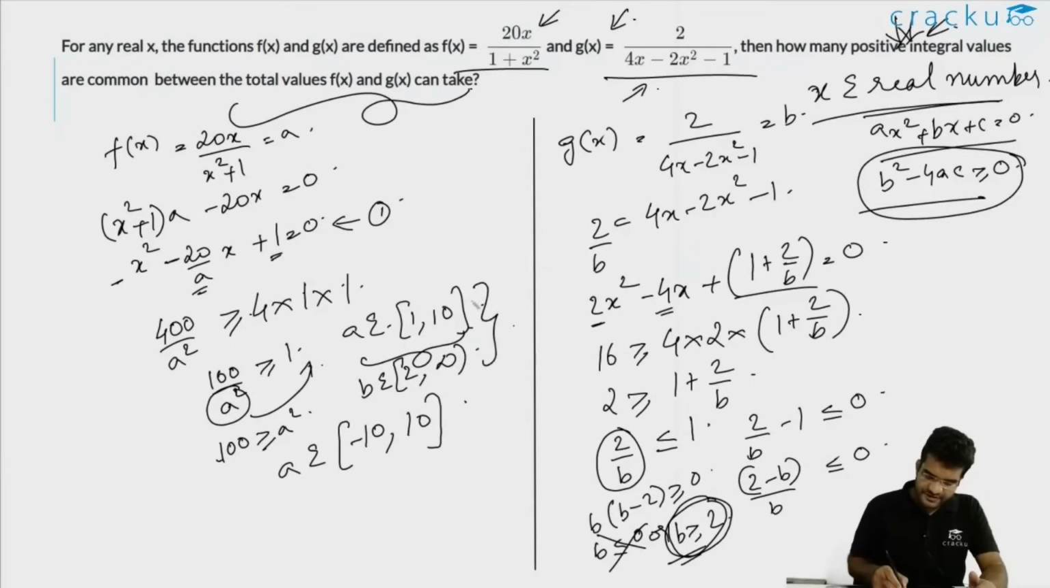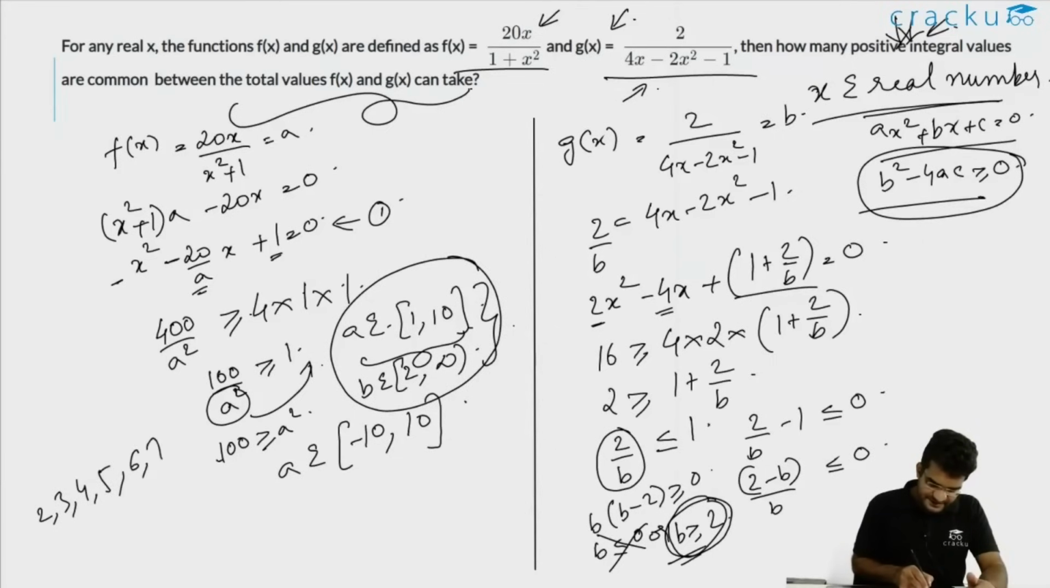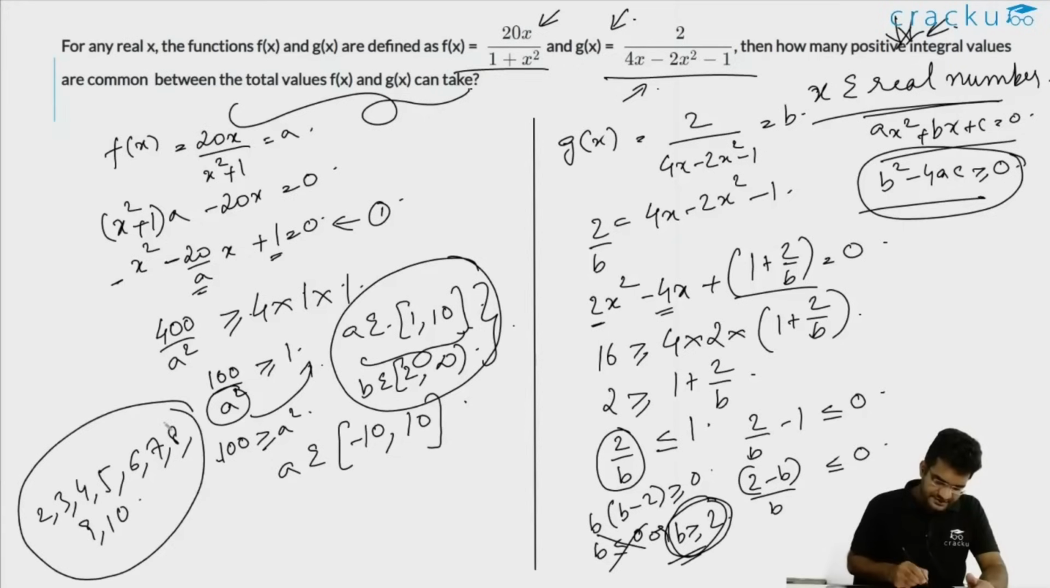Now we are looking for the set of numbers which are common between these two sets, and the common numbers will be 2, 3, 4, 5, 6, 7, 8, 9 and 10. These are 9 positive integral numbers which are common between f of x and g of x.